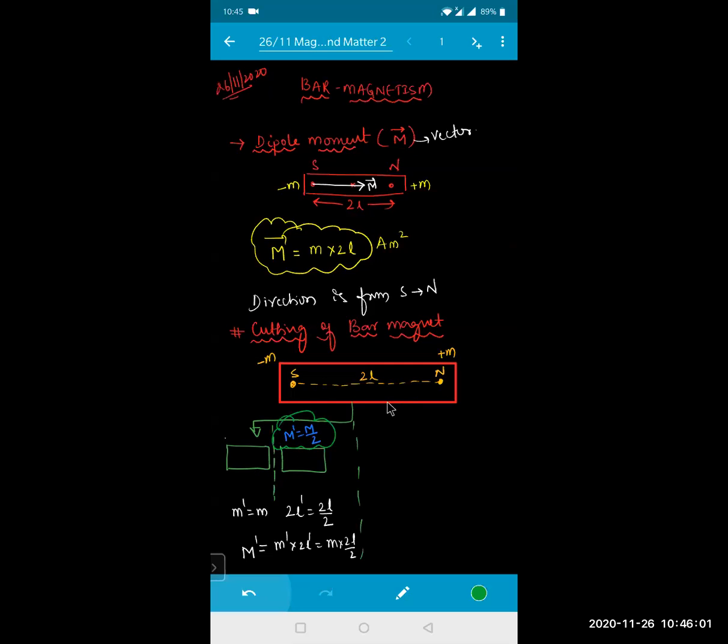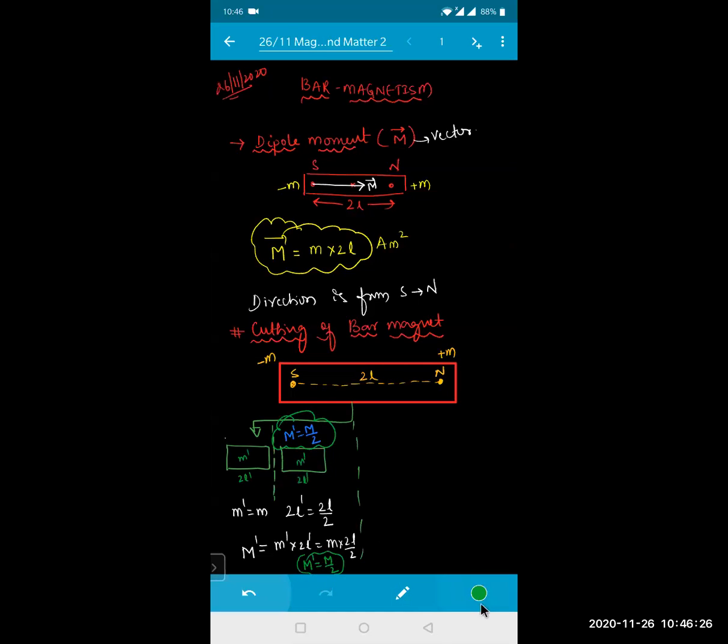Clear? If a bar magnet is cut exactly at the center, the new pole strength is m dash, and this one is also m dash. This length is 2L dash and this one is also 2L dash. If the bar magnet is cut exactly perpendicular to the axis, then the new magnetic moment will become M by 2, that is, M into 2L divided by 2.